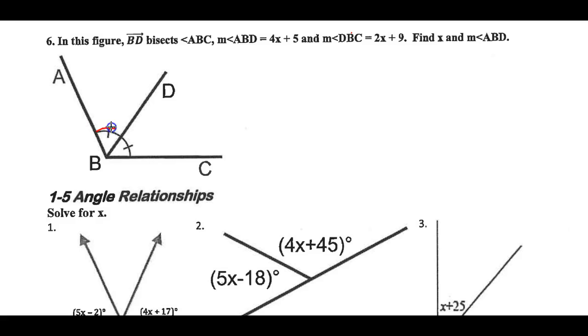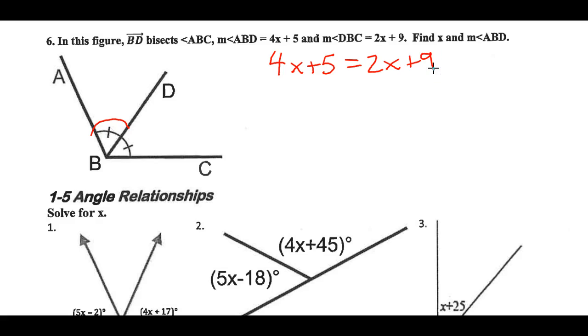We can see from the diagram here that we have these two congruent angles. They're labeled ABD and DBC, and they are equal to each other. So I want to find x, and then I want to find ABD. I want to know how much this angle measure right here is. They tell me that it's 4x plus 5, but I want to find the actual numeric value for that. So since I have an angle bisector, I can right away say that 4x plus 5 is equal to 2x plus 9.